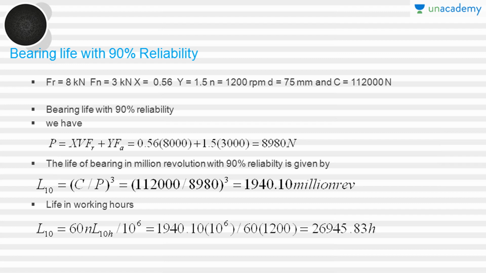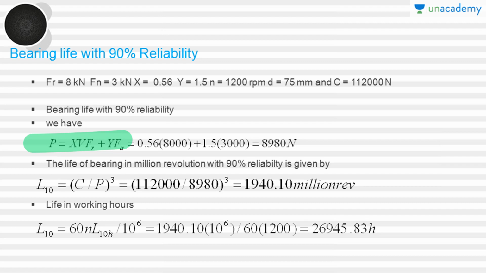So for the bearing life with 90% reliability, we need to find the dynamic equivalent load given by P equals XV FR plus Y into FA, where FR and FA are given in the problem and X and Y are also given in the problem. On substituting these values in this equation, we can get the equivalent dynamic load.